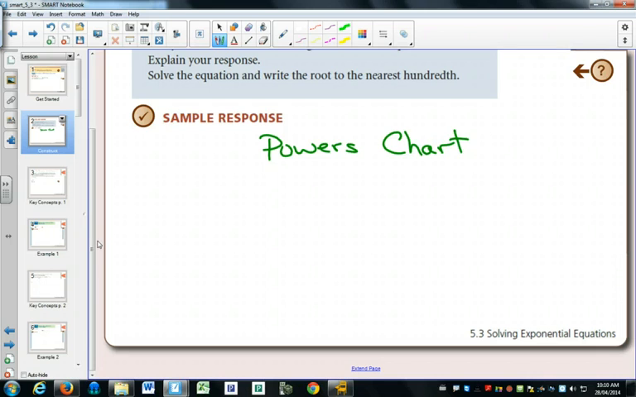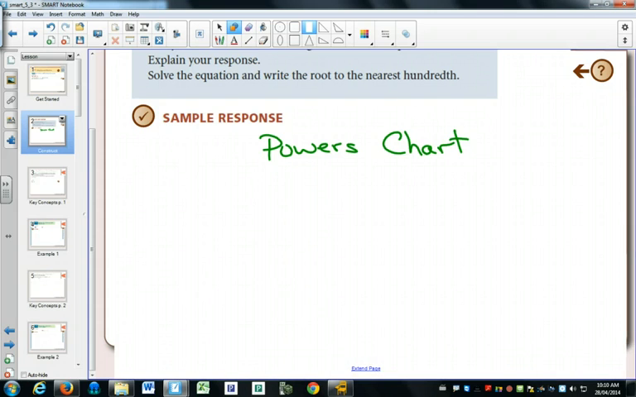And for your powers chart, you will have to have these numbers memorized so you can recognize them quickly. We won't do our powers of 1. I hope you know that 1 squared is 1. 1 to the power 4 is 1. 1 to the 5, 1. So we won't do 1s.